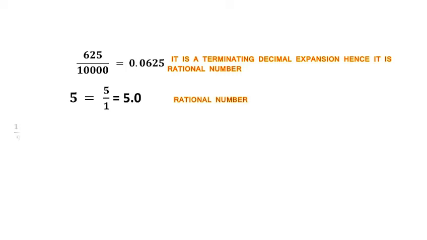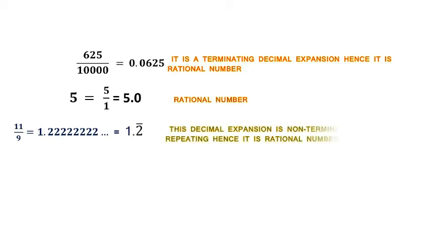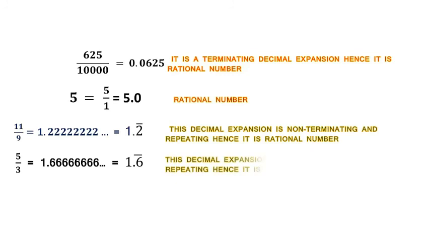Next, 11 divided by 9. The answer is 1.2222, where 2 is repeated many times. This decimal expression is non-terminating and repeating. Hence it is a rational number. Like that, when we divide 5 by 3, we get 1.6666, where 6 is repeating. This is also the same as the above condition.